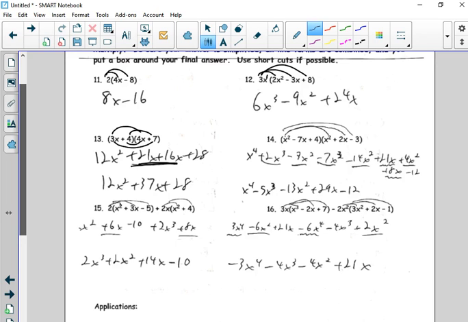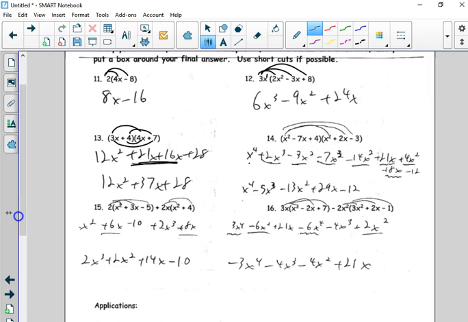This one I didn't want to get too messy with it, but the x squared gets sent to all 3. Now remember, we're doing a 3 by 3, so we should end up with 9 terms. 1, 2, 3, 4, 5, 6, 7, 8, 9. We do. Okay? X squared times x squared, times 2x, x squared times negative 3.